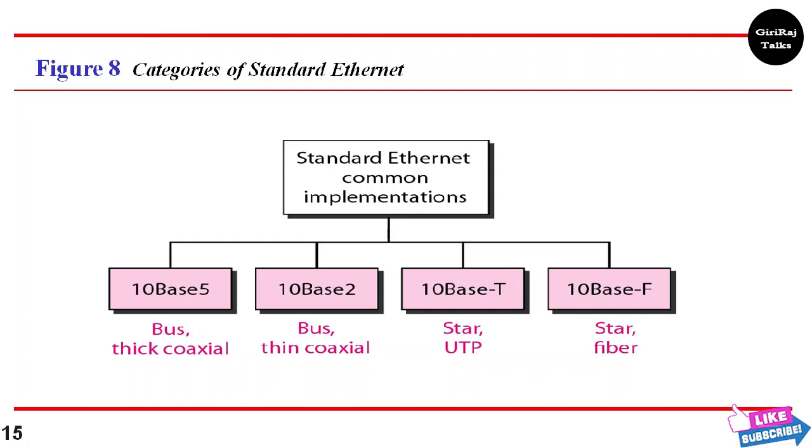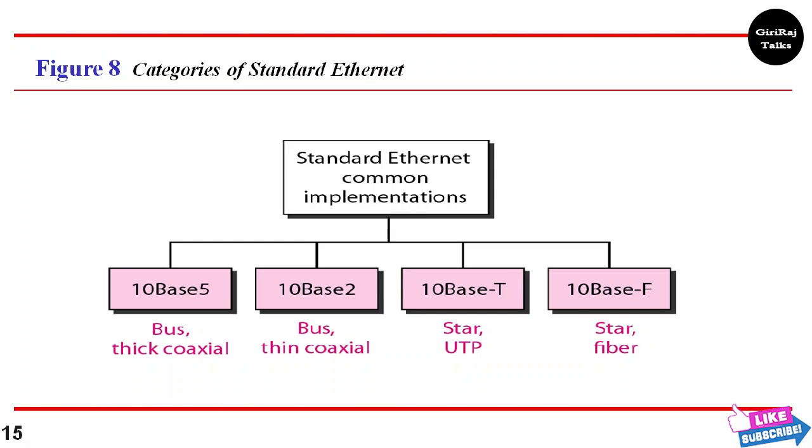Next, physical layer. Standard Ethernet defines several physical layer implementations. 4 of the most common are shown in figure 8. You can see that. The first one, 10 base 5, the standard Ethernet common implementation, you can see on the screen. The first one 10 base 5, second one 10 base 2, third one 10 base T, fourth one 10 base F.